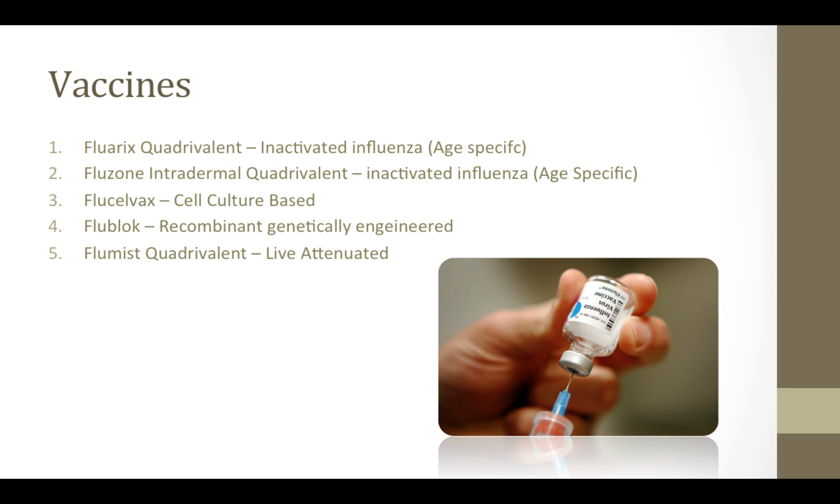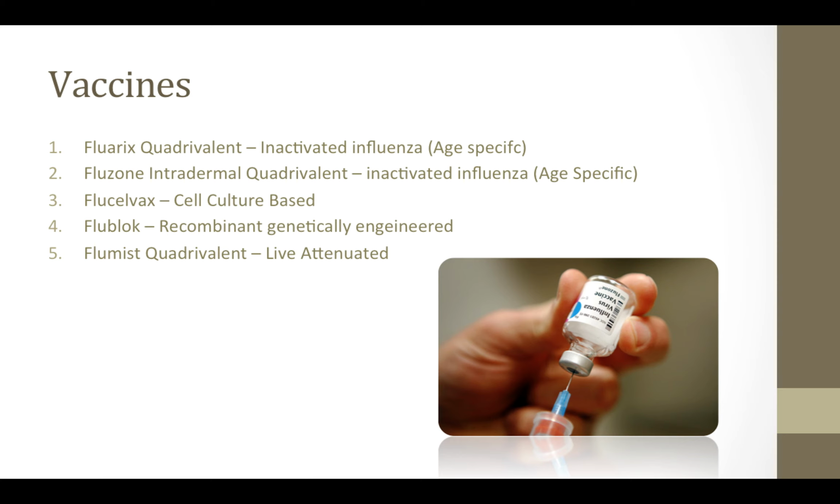A few examples of these vaccines are Fluarix quadrivalent, which is an inactivated influenza vaccine in which a prefilled syringe injection is used for administration to young children 6 months to 3 years of age. Fluzone intradermal quadrivalent, an inactivated influenza vaccine in which a prefilled microinjection system is used for administration to people between 18 years to 64 years of age.